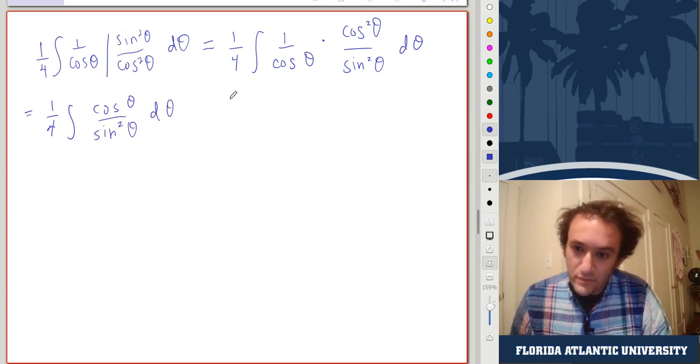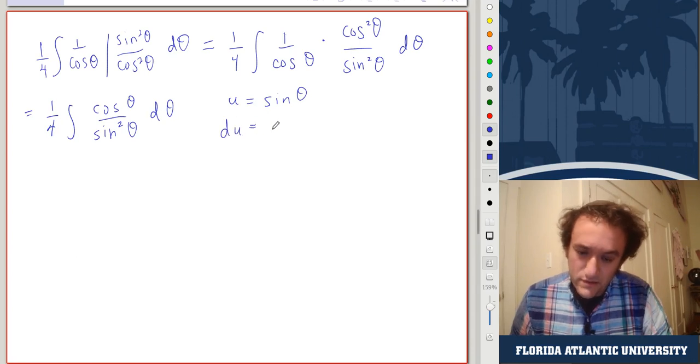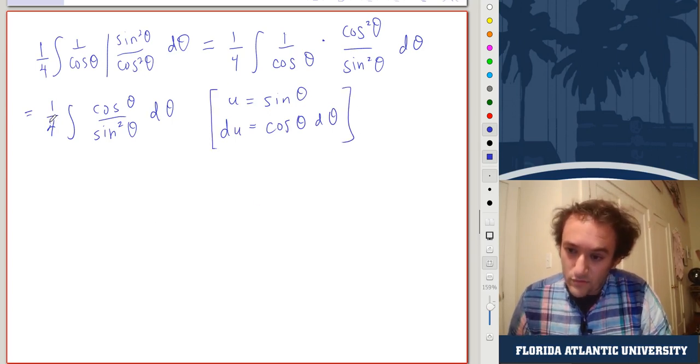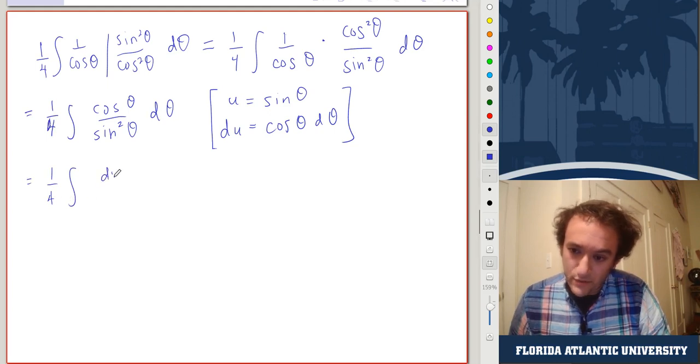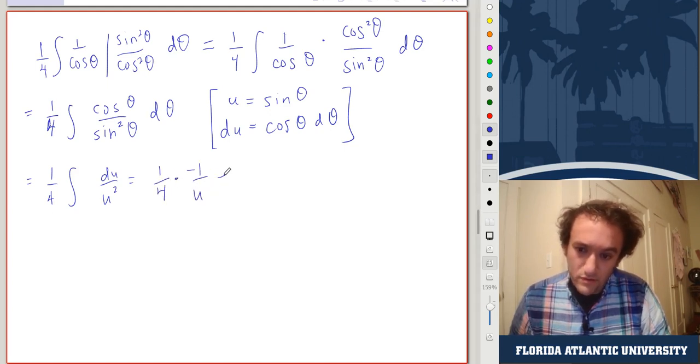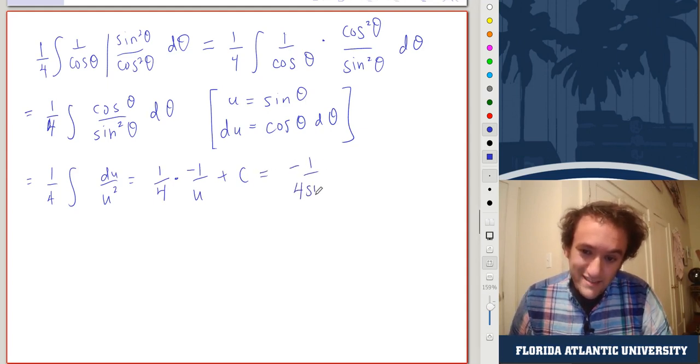And here a u substitution will be helpful. If we take u equals sine theta, we get du equals cosine theta d theta, which is exactly what we have on the top here. So we get 1/4 times the integral of du over u squared. And this is 1/4 times minus 1 over u plus c, or minus 1 over 4 sine theta plus c.